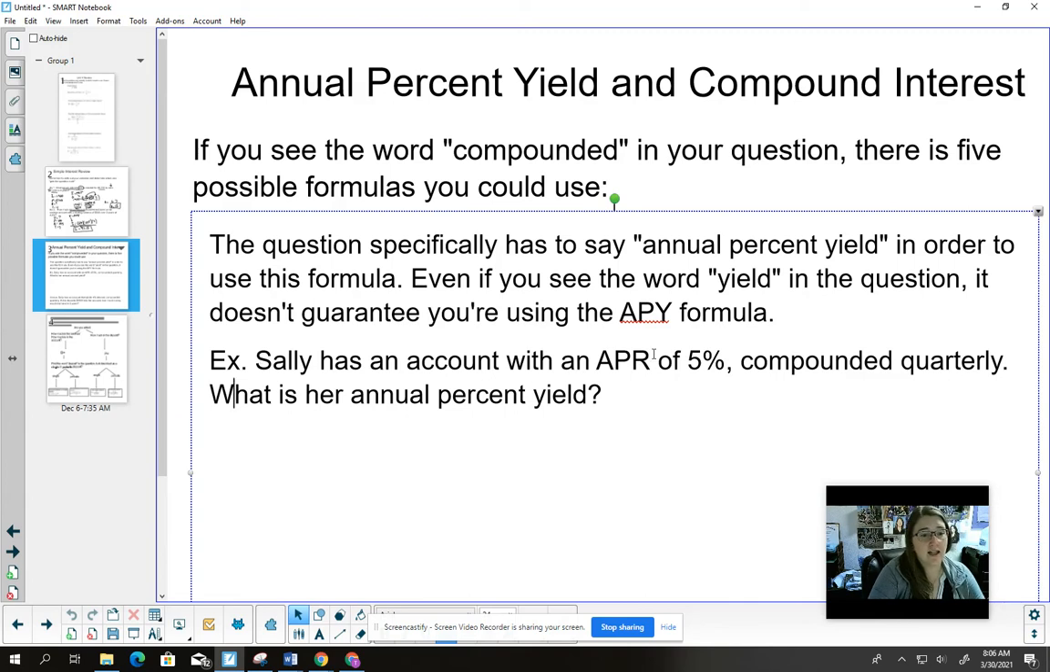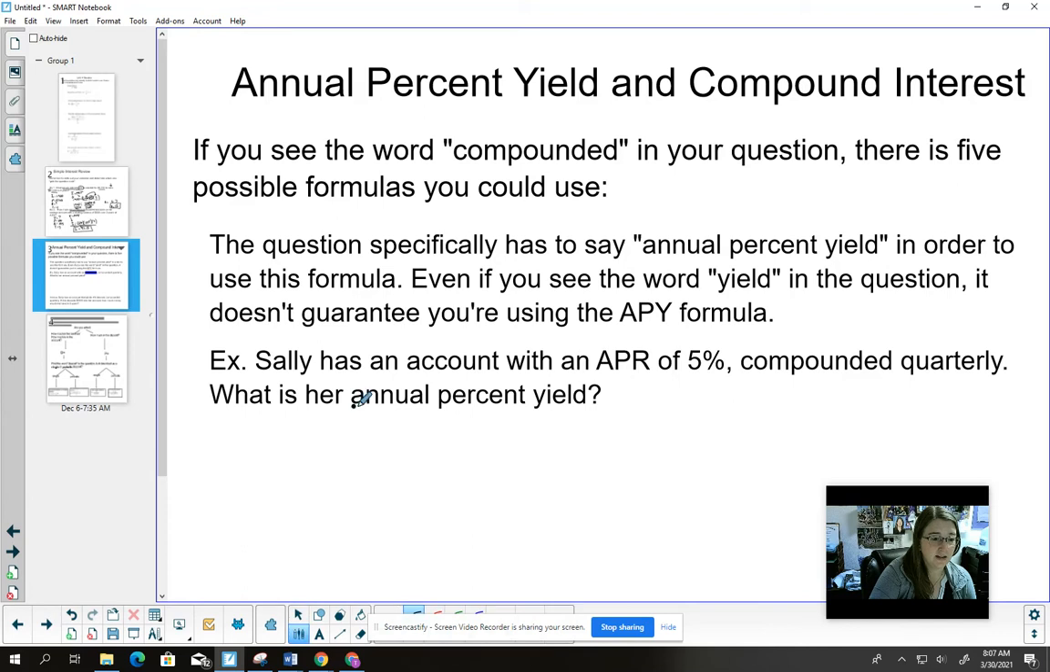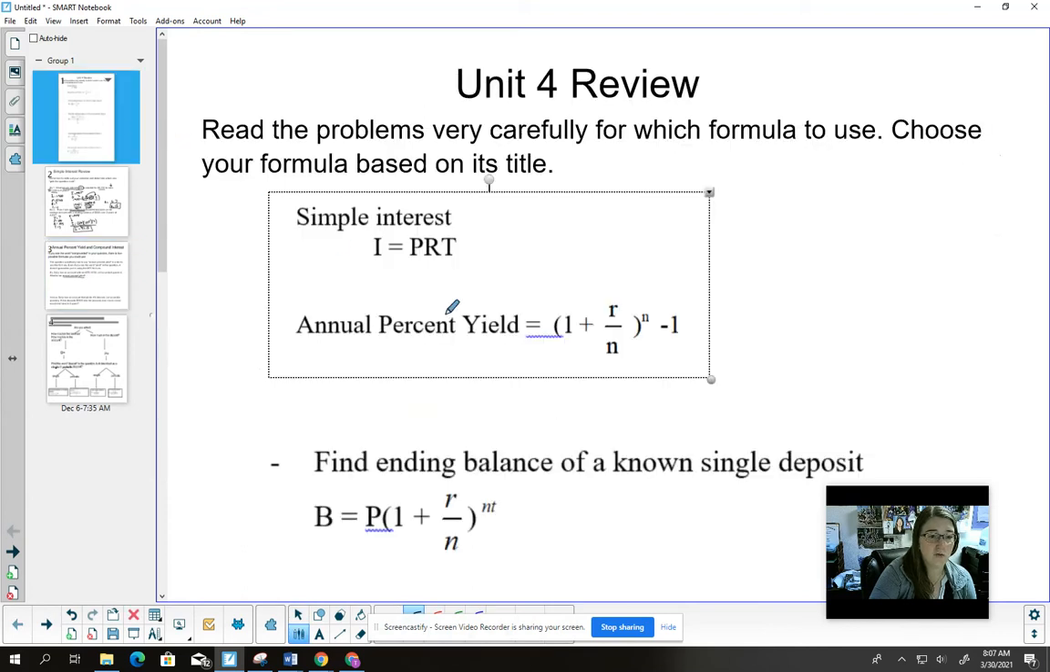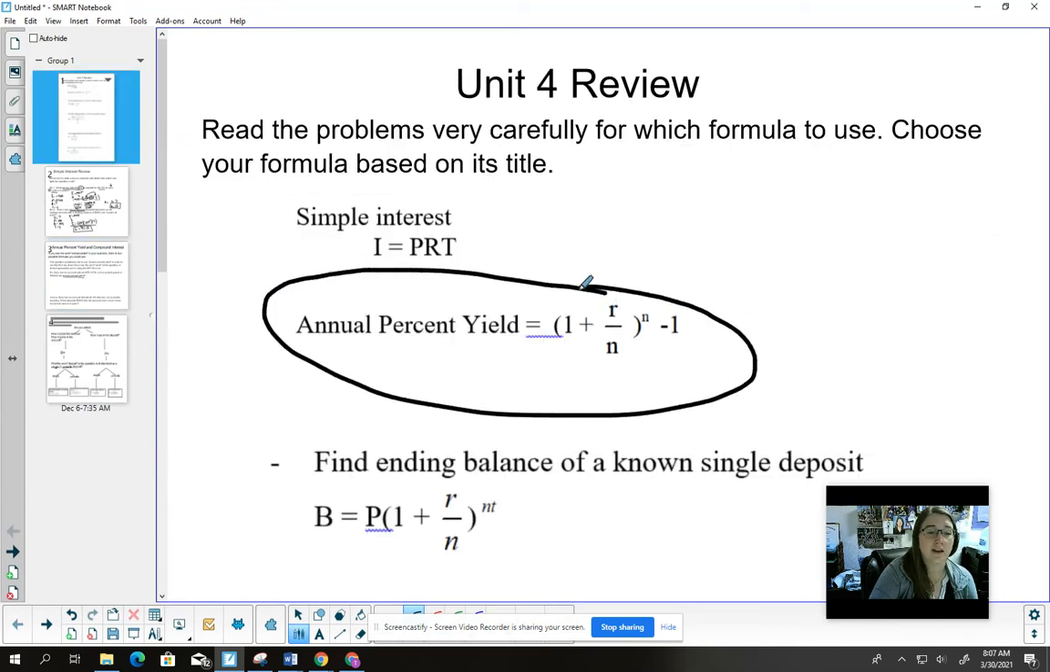This first example says Sally has an account with an APR, that's our annual interest rate, of 5% compounded quarterly. What is her annual percent yield? Hey, there we go. This is what you have to do. Now we're using that formula because it says annual percent yield.